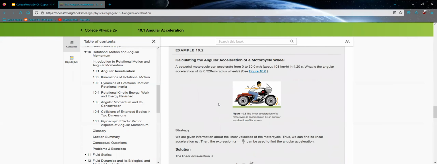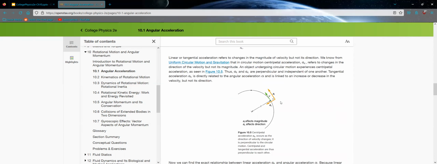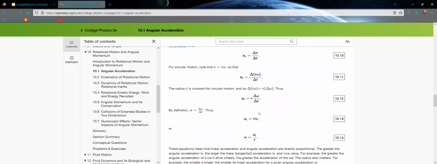All right, let's do example 10.2. A powerful motorcycle can accelerate from 0 to 30 meters per second, or 100 kilometers per hour, in 4.2 seconds. What is the angular acceleration on its 0.32 meter radius wheels? Angular acceleration. That's not linear acceleration, it's angular acceleration. Linear acceleration is your tangential, right? It's linear, it's a line. Angular means it's curving. So angular is your alpha right here, and linear is your A.